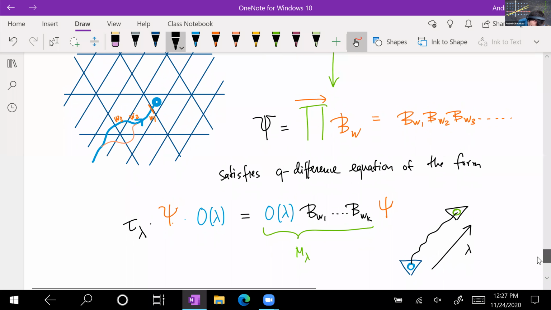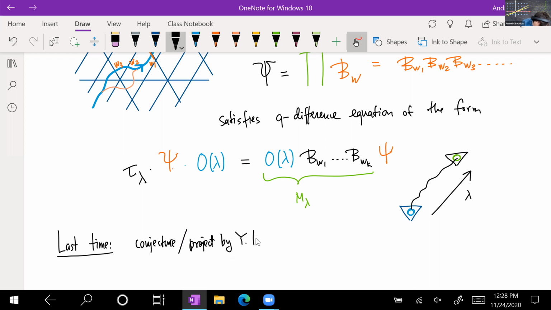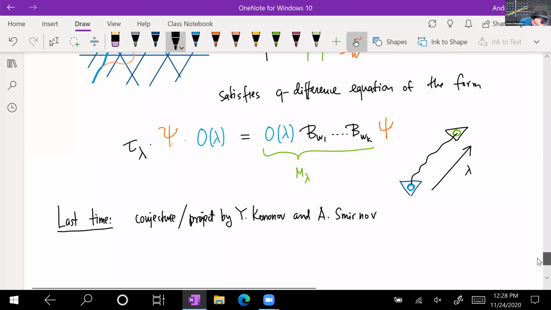And last time, at the very end, we discussed a conjecture, a project by Yasha, who is still not on the call to update us on the progress on this, and Andrei Smirnov.